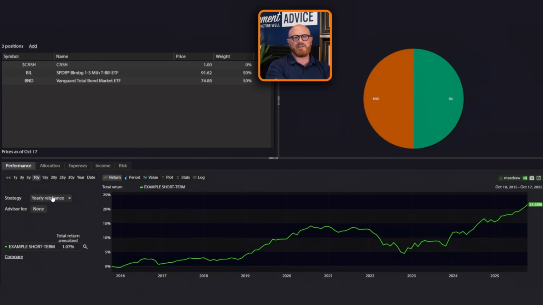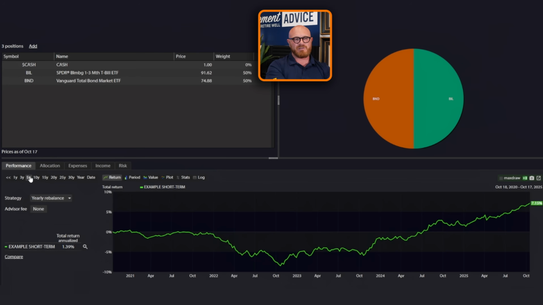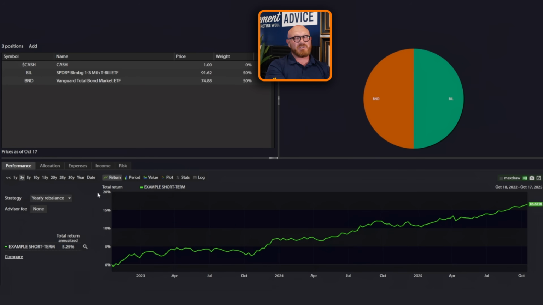As you go along, you can see how a portfolio like this has performed over the last 10 years. It's averaged about 2% per year, 1.97. Over the last 5 years, it's been 1.3. Over the last 3 years, we've had higher interest rates, so you would have earned a little bit higher rate of return on this, about 5%, 5.25%. So like I said, with your short-term money, this is not where you're getting growth that's going to outdo inflation. This is just where you are trying to earn a little bit of interest. That's fine, but it's really about protecting the value of the money, because where the growth is coming from in the overall portfolio is on the growth side of things.